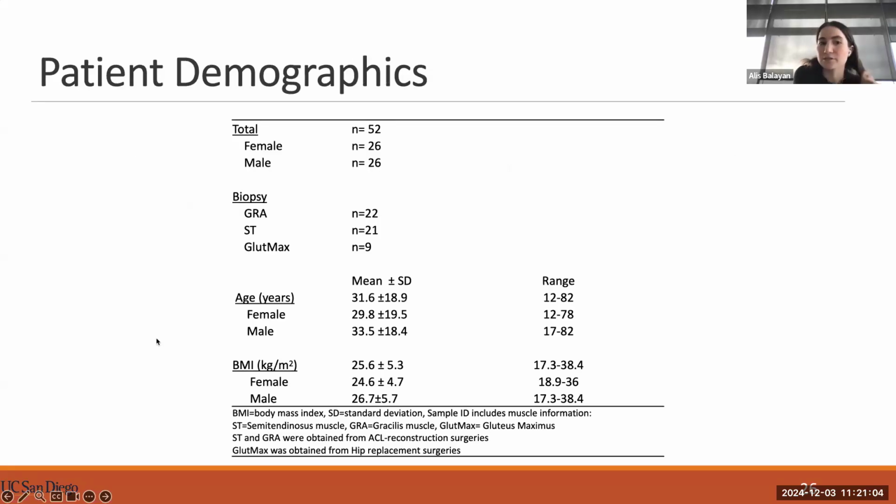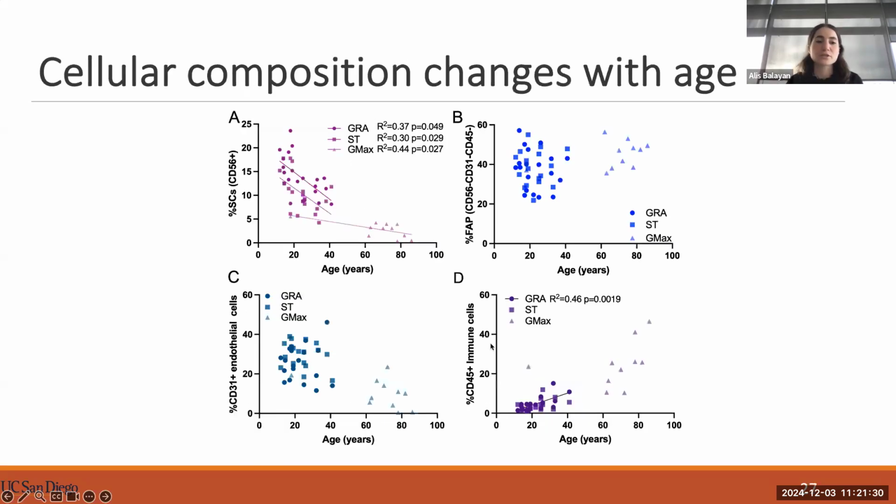For that, I recruited about 52 patients across 3 different muscle groups: gracilis, semitendinosus, and gluteus maximus. I obtained the gracilis and semitendinosus muscle from ACL reconstruction surgeries, while glute max came from hip replacement surgeries. Then I used these patient samples to look into the cellular composition changes that were happening across age.